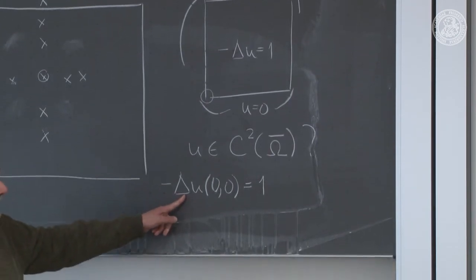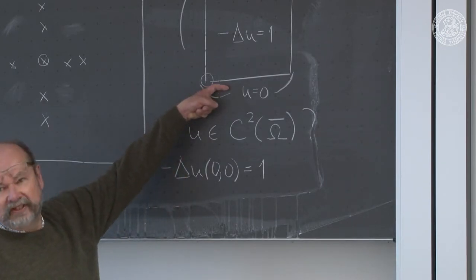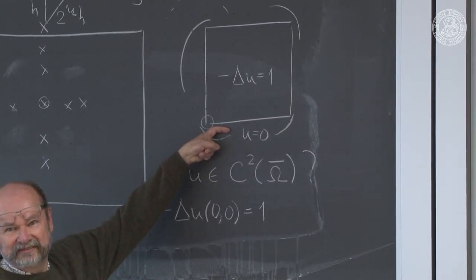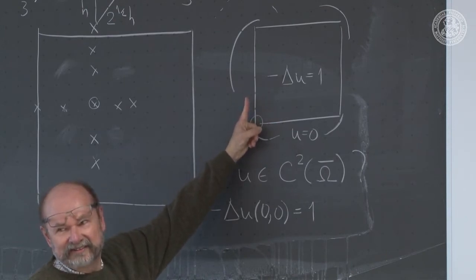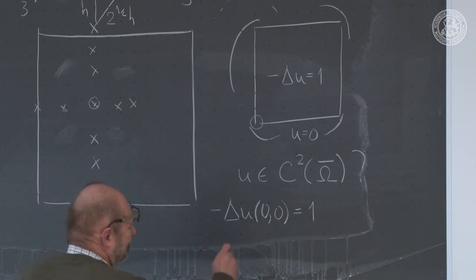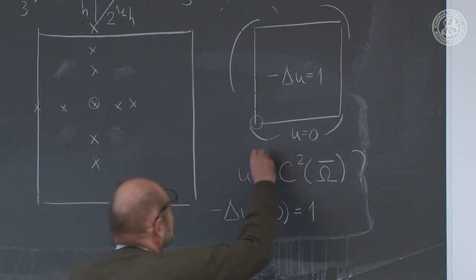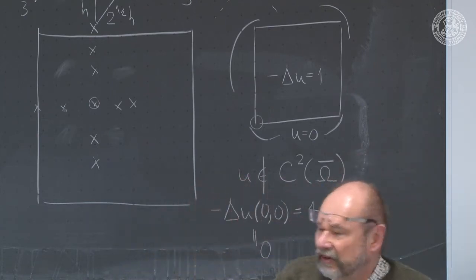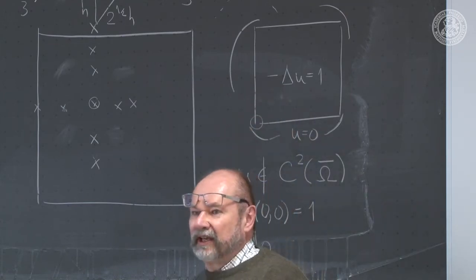Okay, so what is this? This is the second derivative in x and the second derivative in y direction. What is the second derivative in x direction in this boundary point? Obviously 0, because the whole function is 0. What is the second derivative in y direction? So it's a 0. The boundary condition tells me this is 0. So this cannot be. So this is not even in C2. And this is for a very nice domain. It has corners, but it's nice because it's a convex domain.